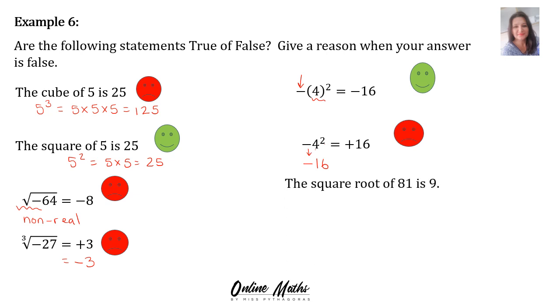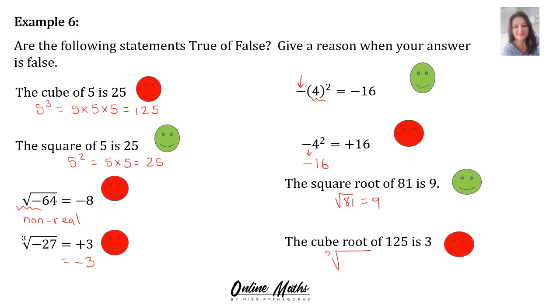The square root of 81 is 9. The answer is true because the square root of 81 is 9. And then the cube root of 125 is 3. That one is false because the cube root of 125 is 5, not 3.